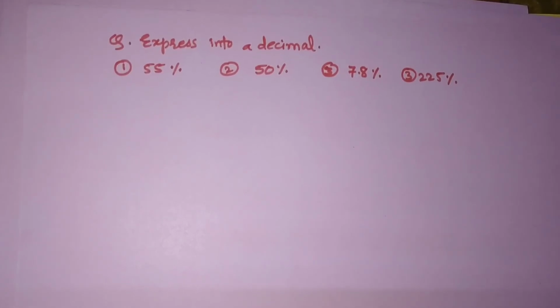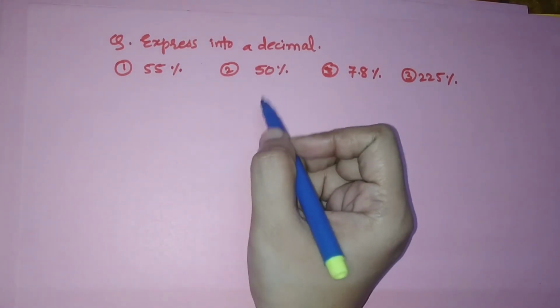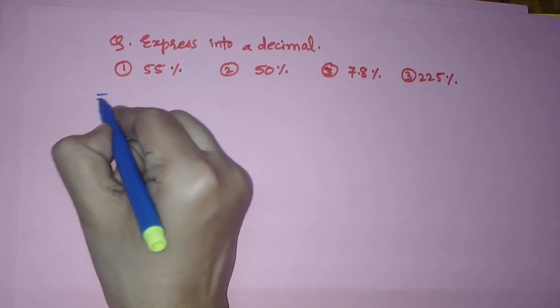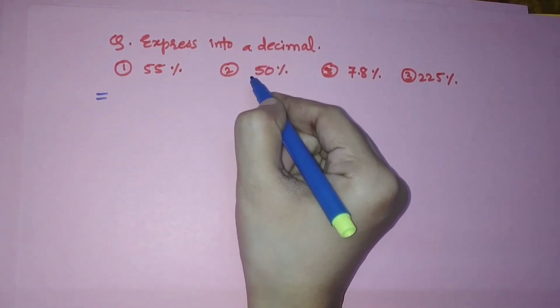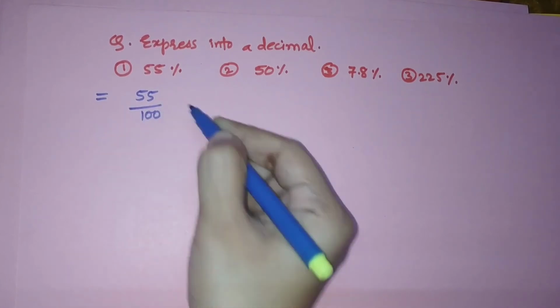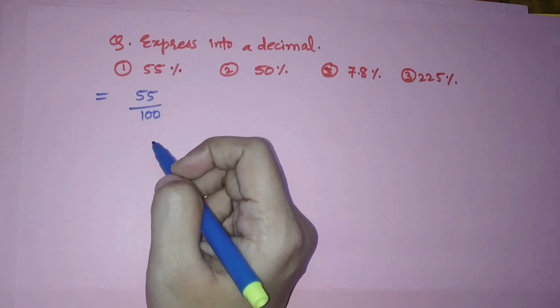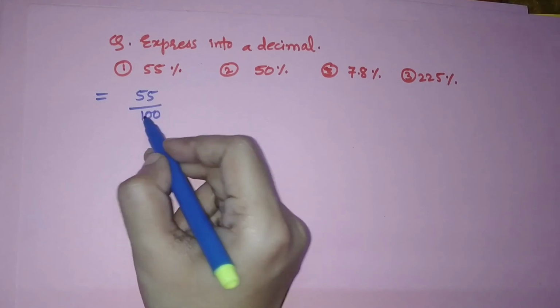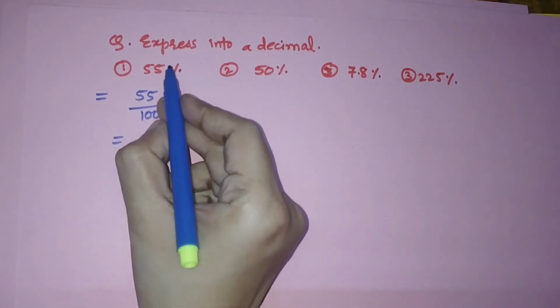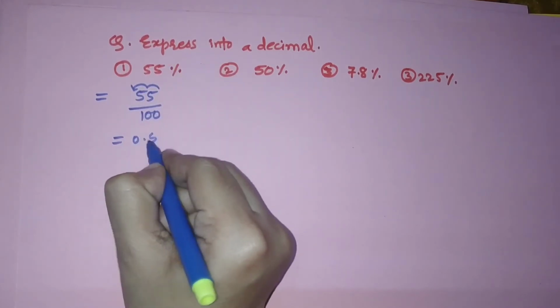So friends, now we need to convert these examples into decimals. These are the percentages given and we want to write them in decimal form. So we know that to convert into decimal form, just divide them by 100. So we'll write 55 upon 100. And friends, we know that 55 upon 100, if you want to remove the zeros, just give the decimal point. Here are the 2 zeros. They will give the decimal place after 2 places. So you'll get 0.55.